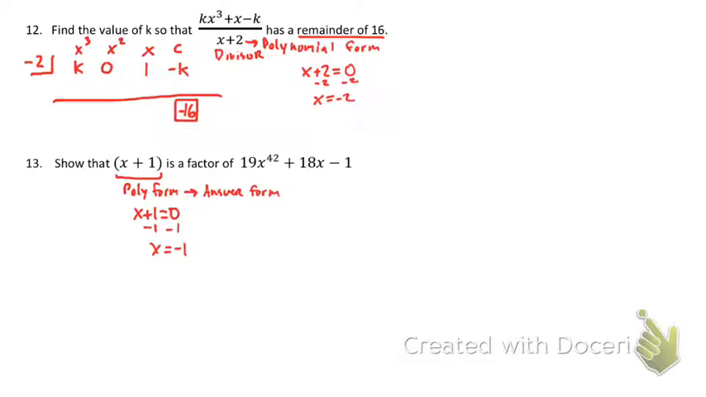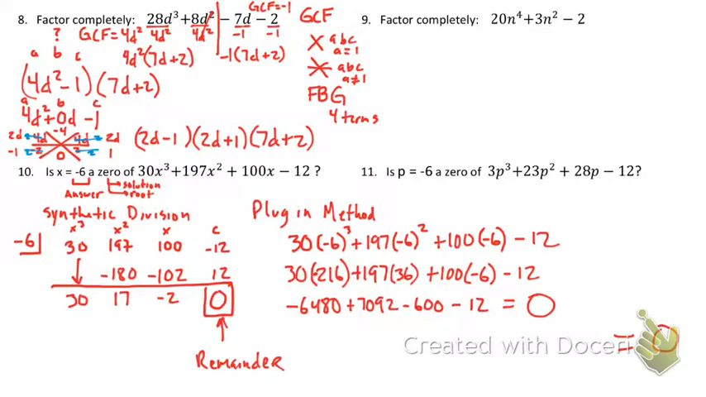So answer form is x equal to -1. So what we're asking is, once it's in answer form, is this a solution? Since we have it in answer form, this is very, very similar to what we did for problem number 10. See how we have it in answer form? All we want to do now is check, do I have a remainder of 0?